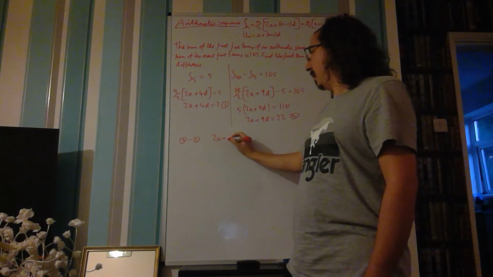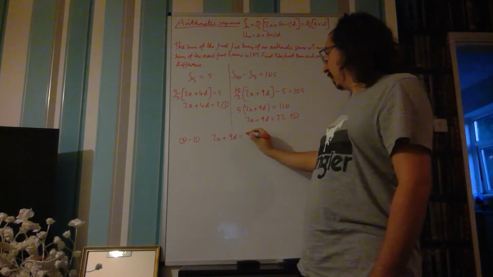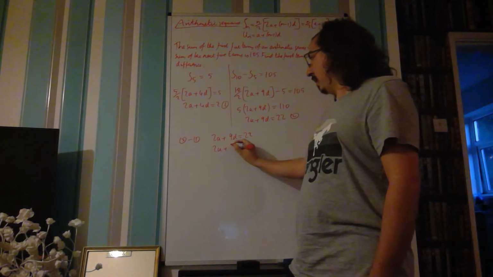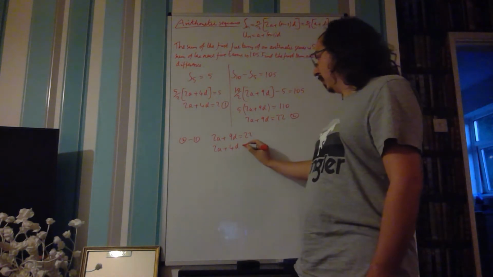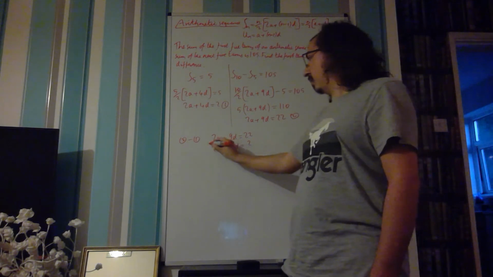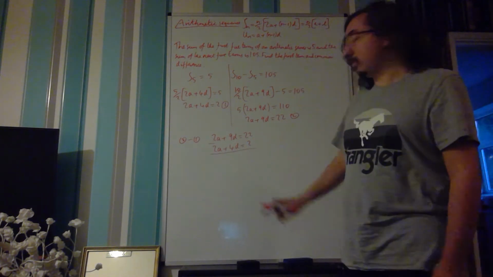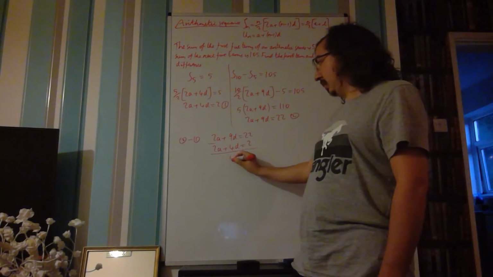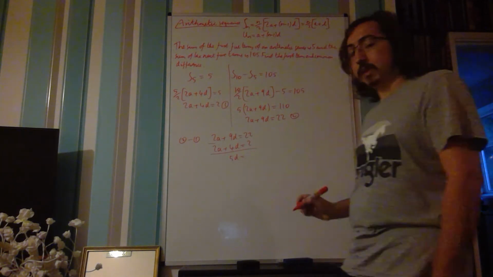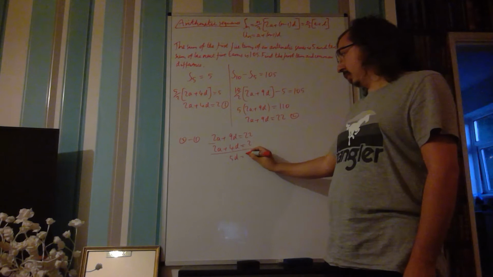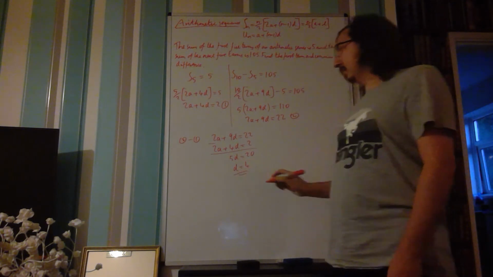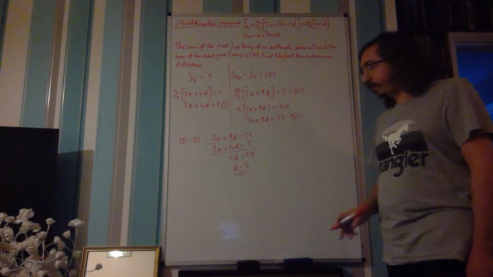So we have 2a plus 9d is equal to 22. 2a plus 4d is equal to 2. When we subtract them, the a terms cancel. 9d minus 4d is equal to 5d. 22 minus 2 is equal to 20. Therefore, d is equal to 4.